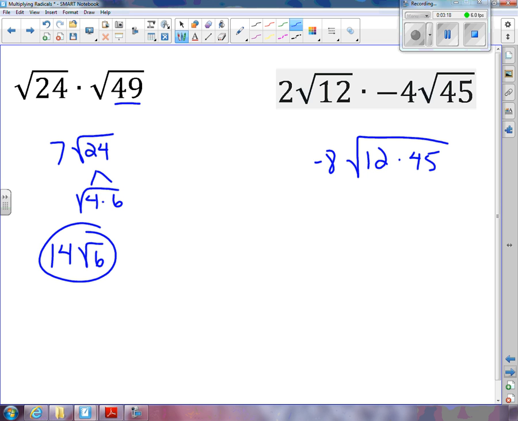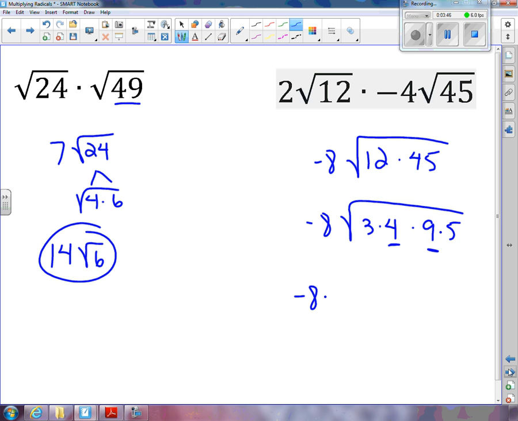But they're such big numbers that it may be a little bit hard for you to know what goes into them. So I would suggest at this point to just break up each of these numbers into numbers that you know perfect squares go into, like 3 times 4 for 12, and 9 times 5 for 45. So now I know that I can take the square root of those two numbers individually, so they're going to come onto the outside. So I have the negative 8 there.